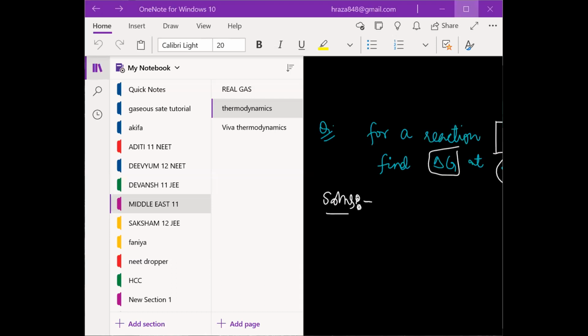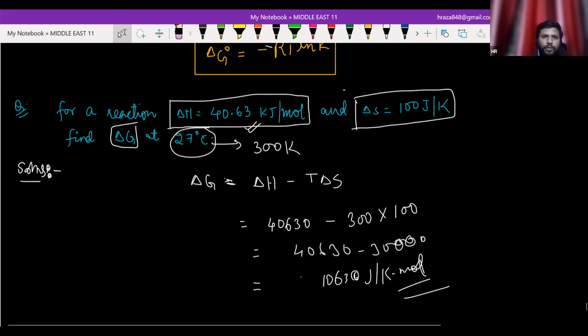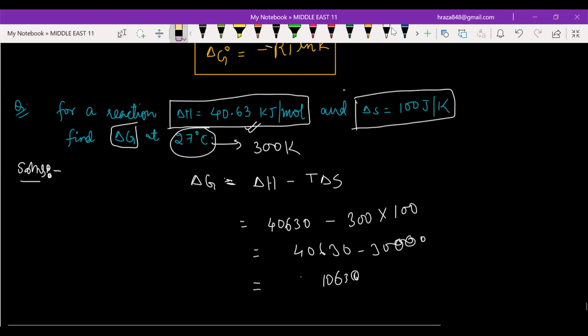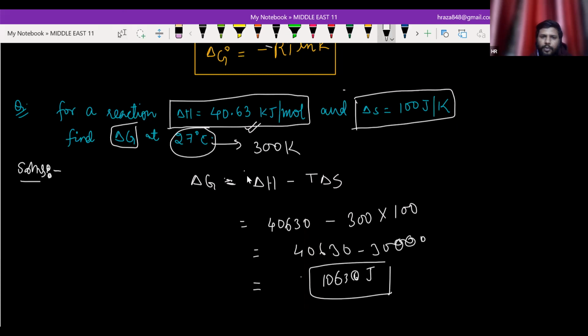Sir, delta G will be only joules, right? Why is it Kelvin per mole? Oh, sorry, it will be cancelled, so it will be only joule. It was by mistake. Actually, here it will be in joule per mole, and here it will be temperature in Kelvin, and here it will be joule per Kelvin. So Kelvin will be cancelled by Kelvin. Okay.